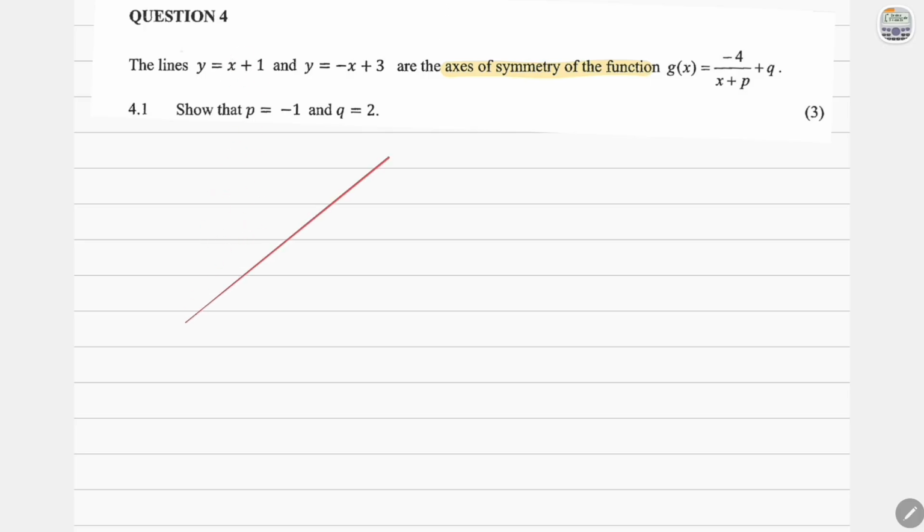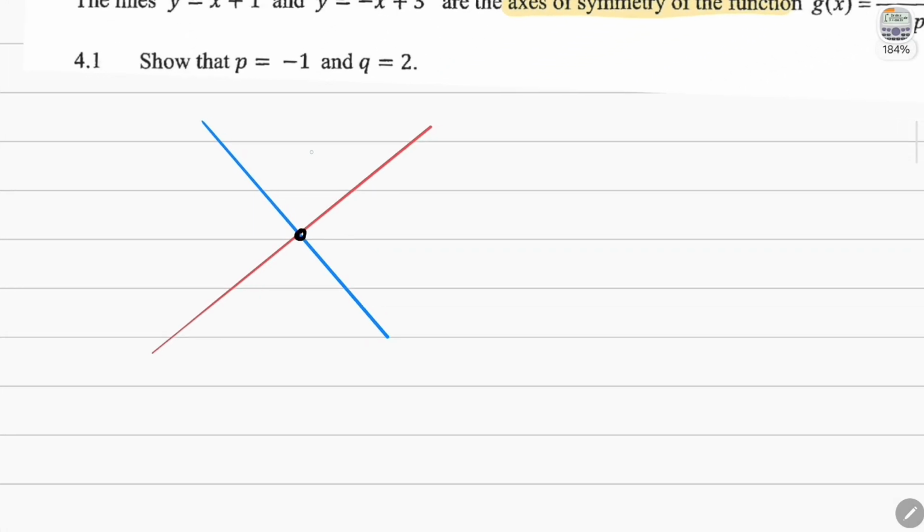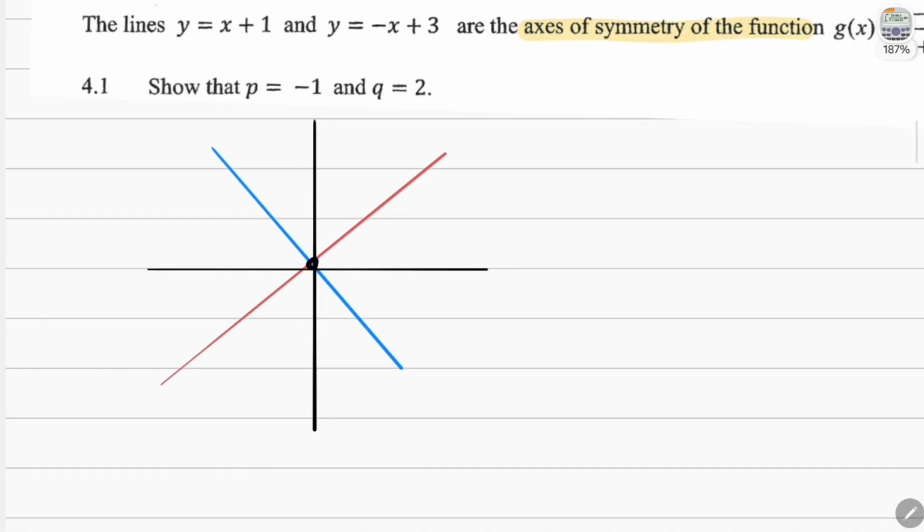And they gave you the one with a negative gradient. There's something you need to know about the axis of symmetry of a hyperbola. They intersect, but their point of intersection is specifically at the point of intersection of your vertical and horizontal asymptote. Okay, so here is the full picture.